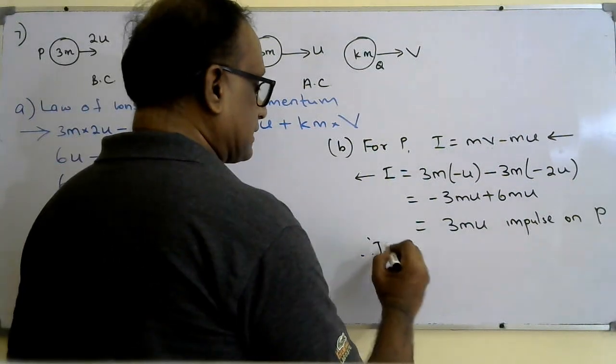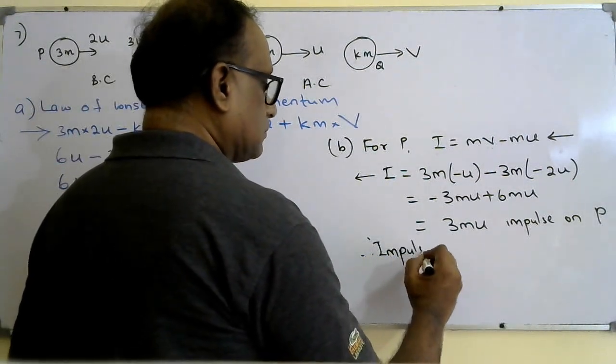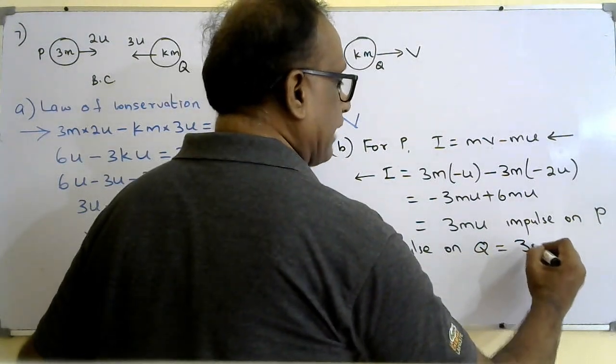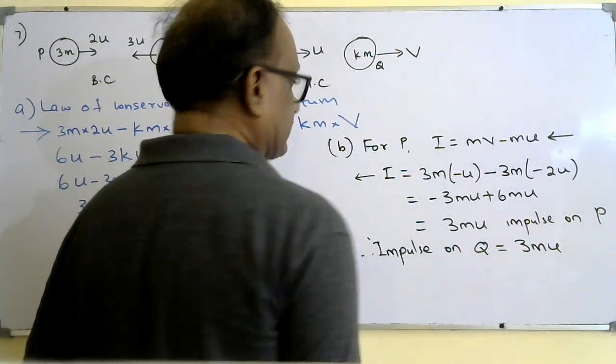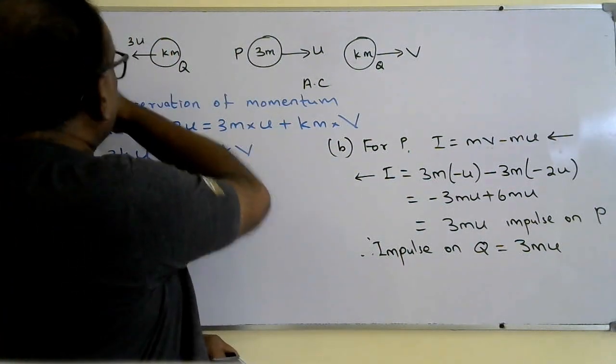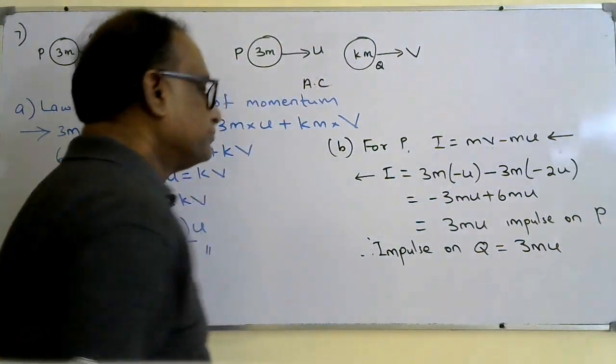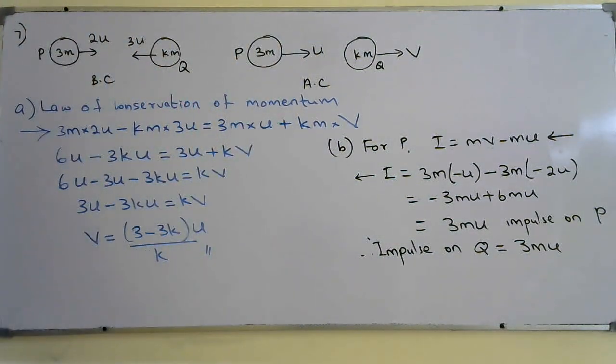Therefore, the impulse on Q is also the same 3mu, but in the opposite direction. Here I took it towards right, so Q will have the impulse towards right, because both will experience the same magnitude of impulse.